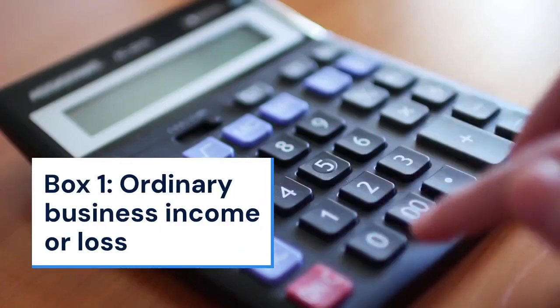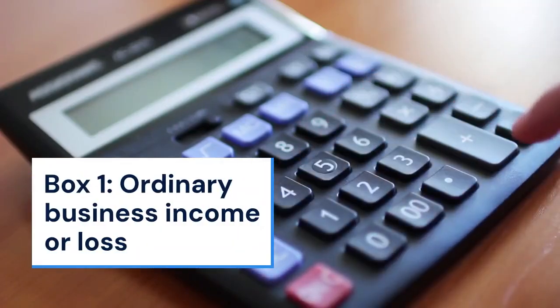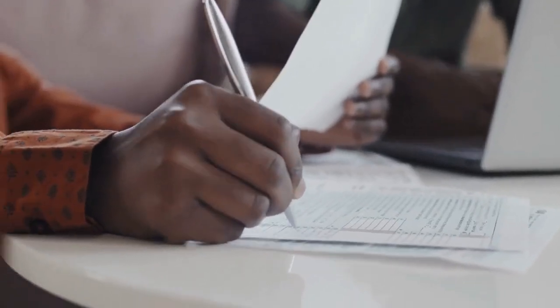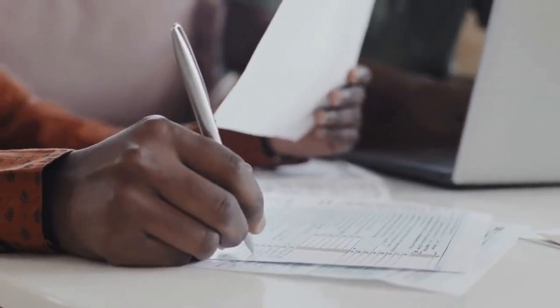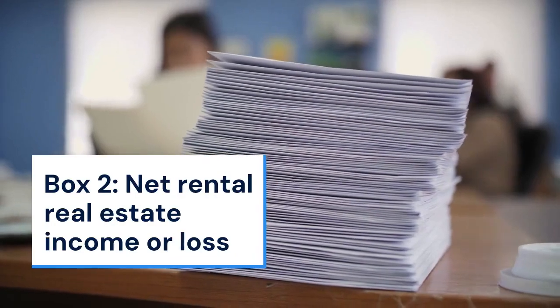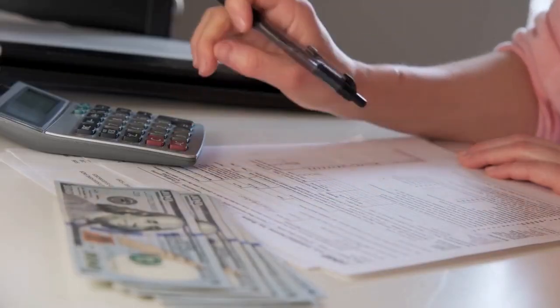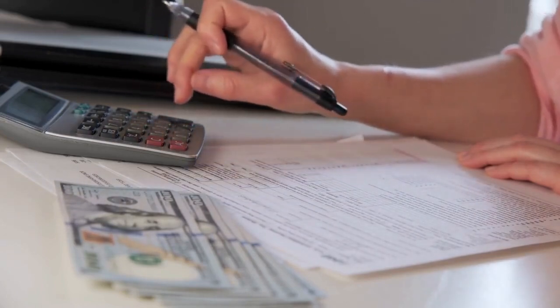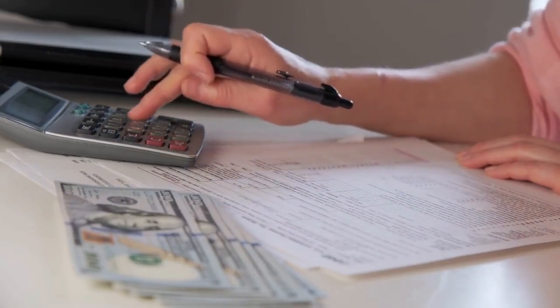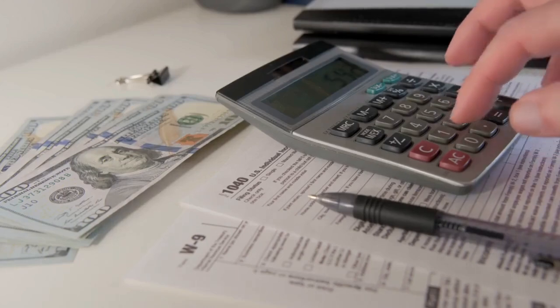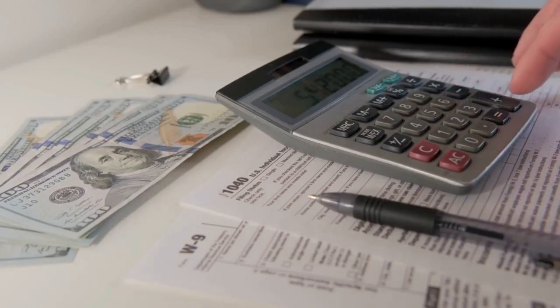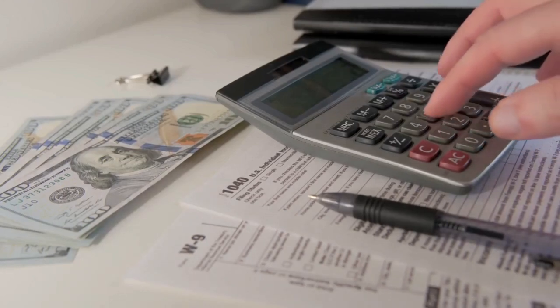For example, Box 1 reports ordinary business income or loss, which typically flows to Schedule E, Part 2, of your Form 1040. Box 2 shows net rental real estate income or loss, also reported on Schedule E. If you see amounts in Box 5, that's interest income, which you'll report on Schedule B. Box 6 specifies ordinary dividends, and Box 6B details qualified dividends, both also reported on Schedule B.